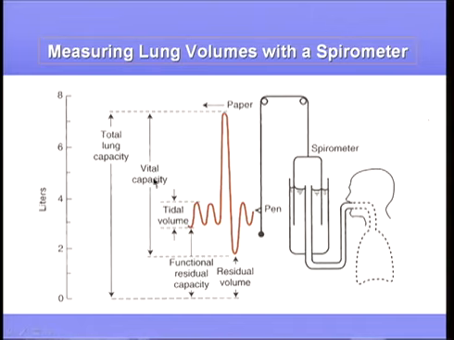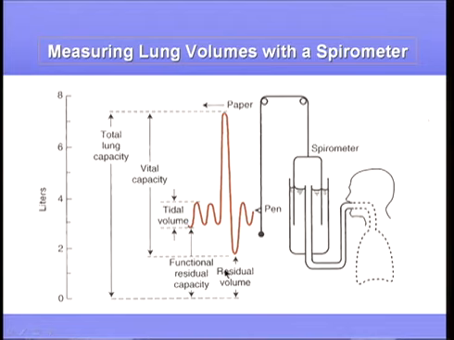So it's clear that we can measure several volumes with a spirometer. We can measure the tidal volume, for example, and we can measure the vital capacity. But we can't measure the residual volume, the functional residual capacity, or the total lung capacity because we can't measure the volume of gas in the lung at the end of a full expiration.